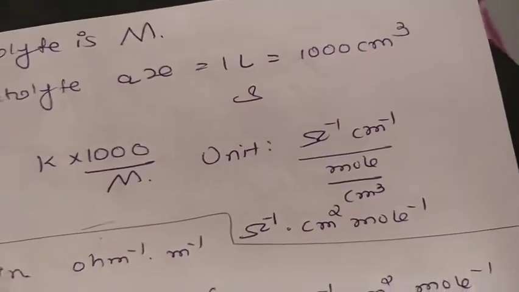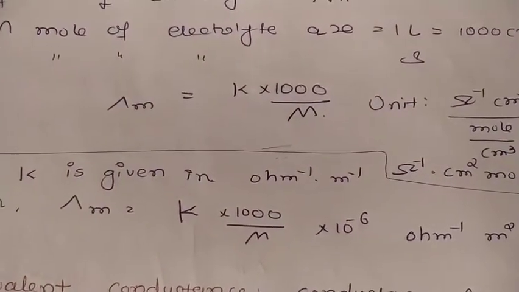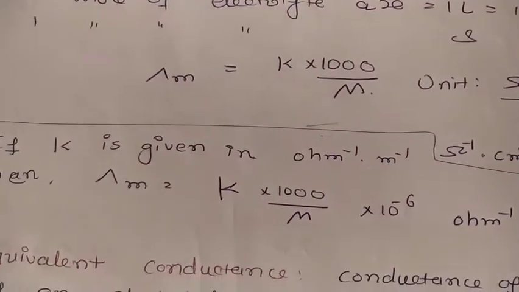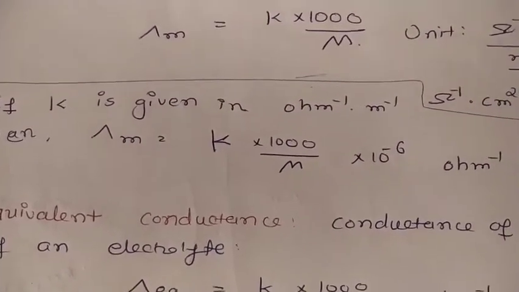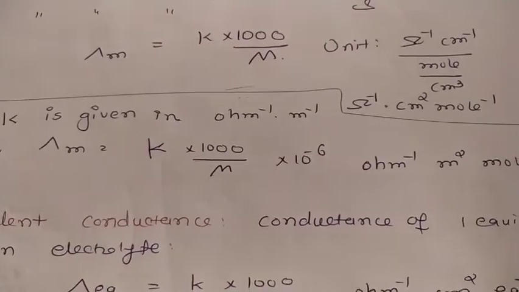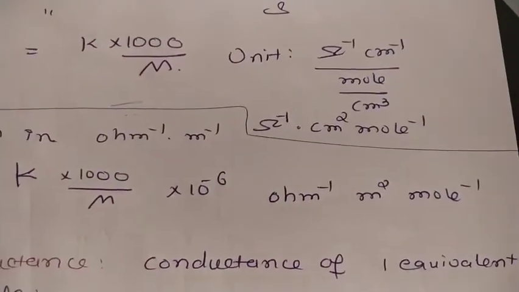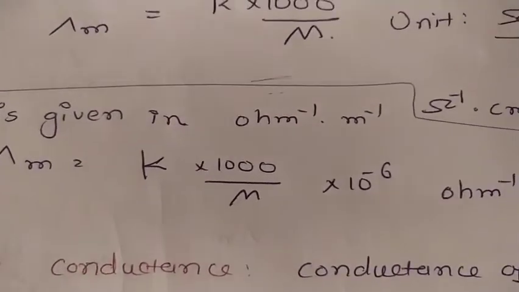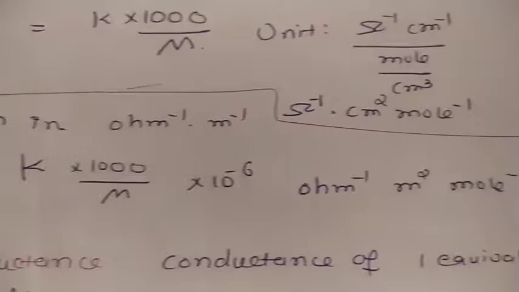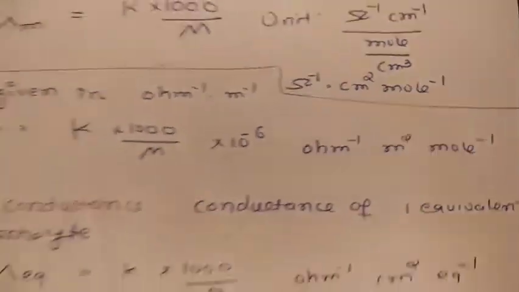Now if K is given in ohm inverse meter inverse, then lambda m is equal to K into 1000 upon M into 10 raised to minus 6, because we have to convert centimeter cube to meter cube. So we have to multiply this equation by 10 raised to minus 6. So the unit will be ohm inverse meter square mole inverse.